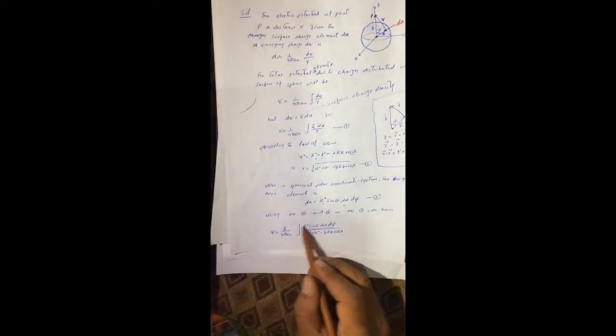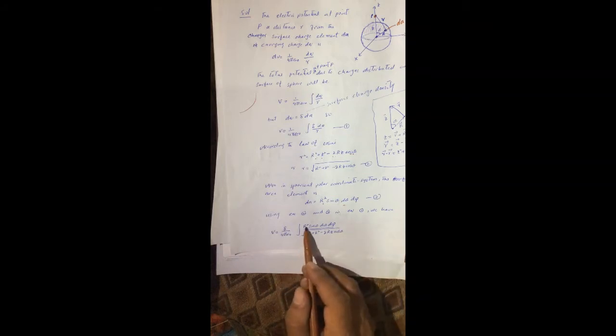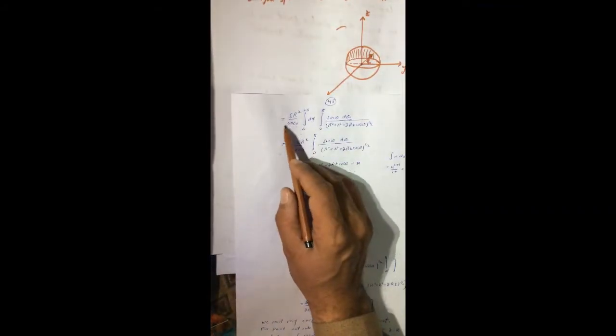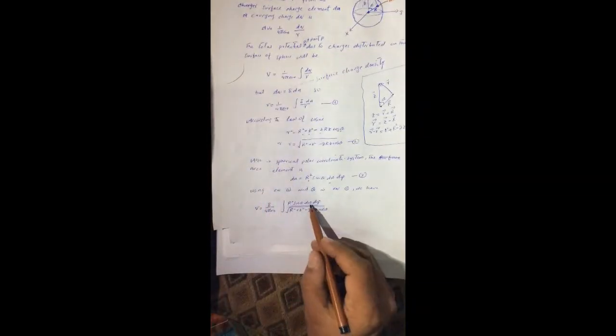Now next, I will keep this r square outside of the integral because this is a constant quantity. So we have sigma r square over 4 pi epsilon naught. Now we have a double integral because we have two quantities now. One is d theta and one is d phi. So I will write d phi separate to this d theta.